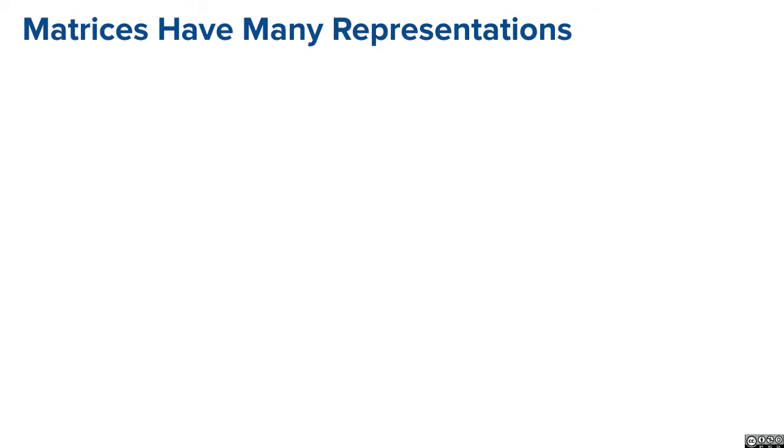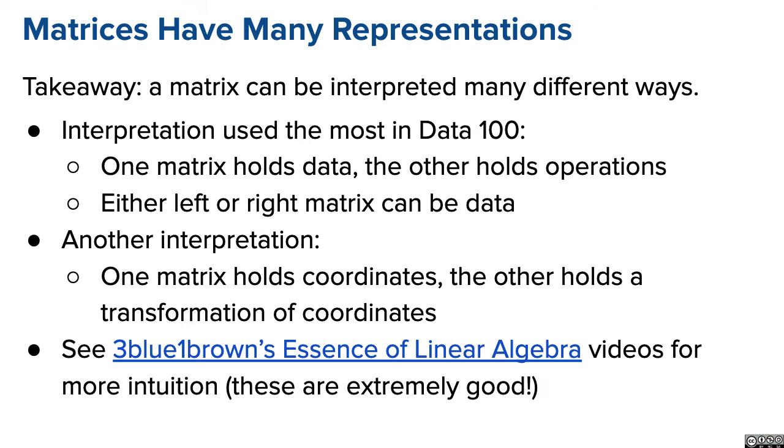Okay. So basically the takeaway here is that you can interpret a matrix many different ways. The most common interpretation we're going to use in this class is that one matrix holds data and the other matrix holds some operations. But we're going to use either the left-hand matrix or the right-hand matrix as our quote-unquote data matrix. And you'll see me switching between these different perspectives throughout this lecture and throughout tomorrow's lecture. For example, one other interpretation is that one matrix holds coordinates in a two-dimensional plane, and another matrix can hold a transformation of coordinates.